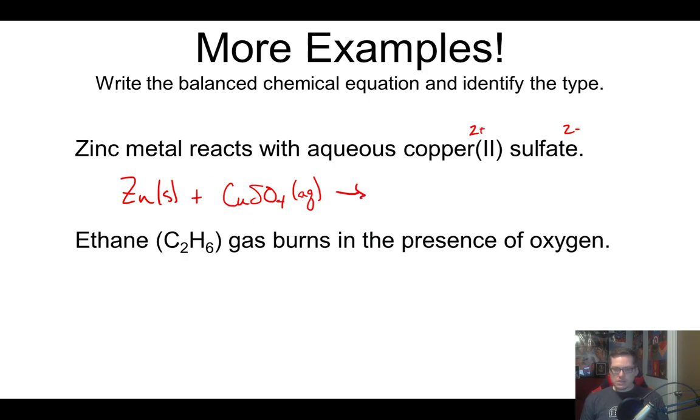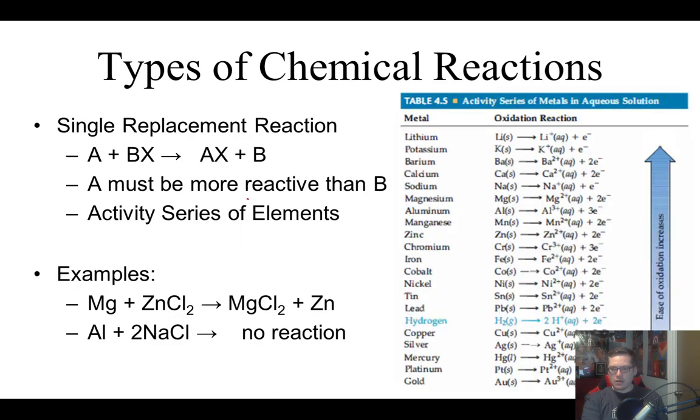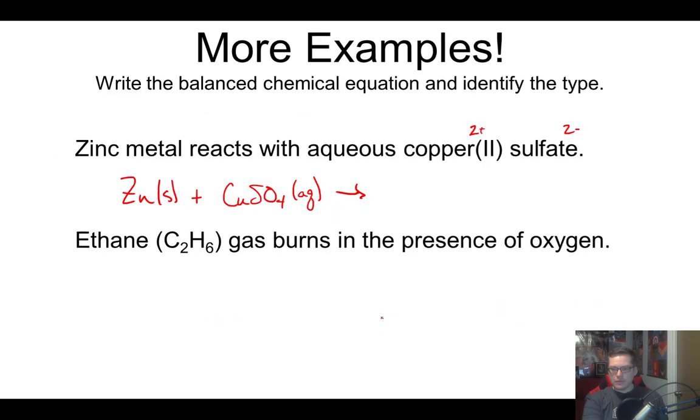So really, this is a single replacement reaction. So we need to look at our activity series. Okay, and so we got to find our activity series from way back here. We've got zinc and copper. Zinc is more reactive than copper, right? Zinc's right here, copper's right here. So our reaction will occur. There we go. So our reaction does happen.